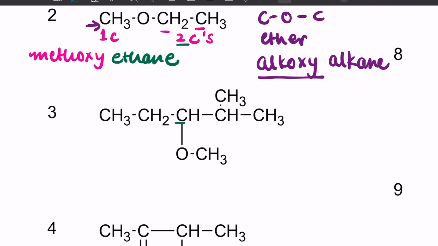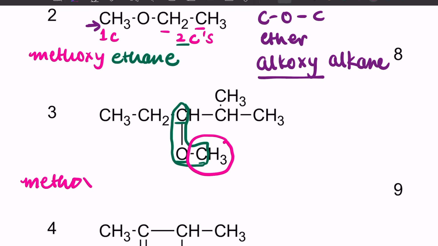Let's look at another example. We look for another ether. So you have the COC bond here, and that's what tells you this is an ether. Now let's look for the smaller carbon chain that would become the alkoxy part of the name, and the larger carbon chain would become the alkane part of the name.